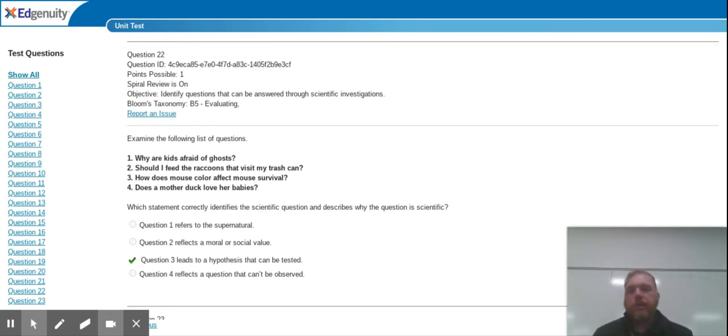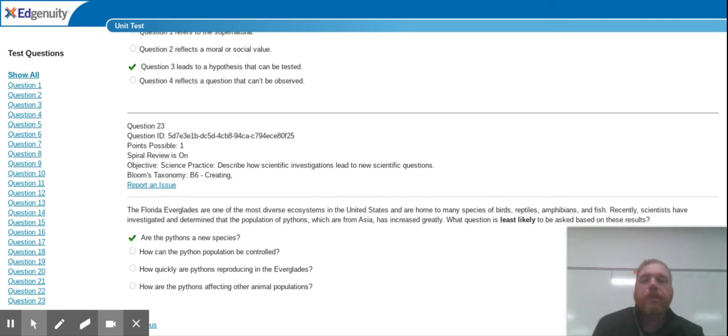Examine the following list of questions. All right, which statement correctly identifies the scientific question and describes why this is a scientific question? Why kids are afraid of ghosts is not a scientific question. Should I feed the raccoon that visits my trash can? If you're wanting to make a pet, that might be a good question, but not something that we can measure. How does mouse color affect mouse survival? So, what we're seeing is here's a situation, and then this is the outcome. So, question 3 leads to a hypothesis that could be tested.